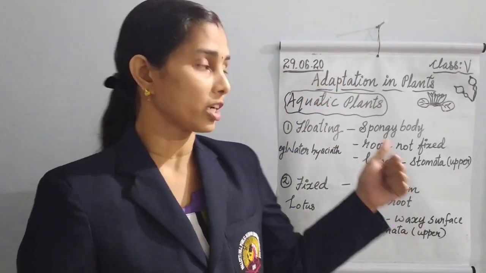What all things did we learn in the previous class? All of you say. We learned about adaptation. What is habitat? Then we classified the plants according to their habitat. What was the classification we learned? We learned that plants are classified according to their habitat, like this way. Which are the plants? Floating plants.